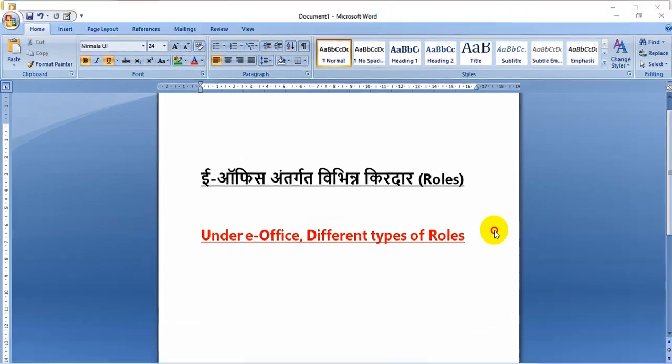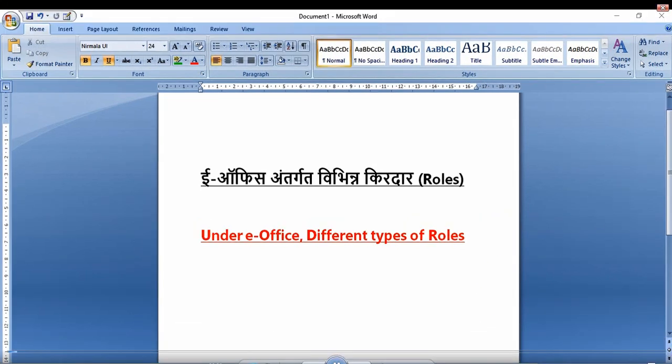Namaskar. In this e-office English series, the next topic I feel must get discussed, under e-office file management system, is what are the different roles, means roles of users. What we see under e-office file management system module, there are different types of employees and they have their roles, having some specific powers and duties that they execute.